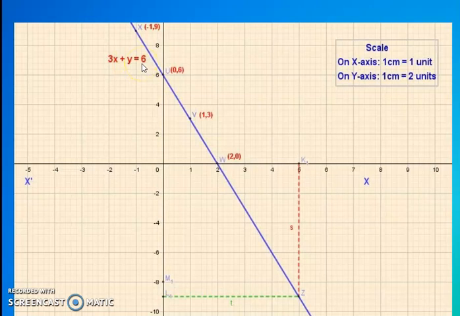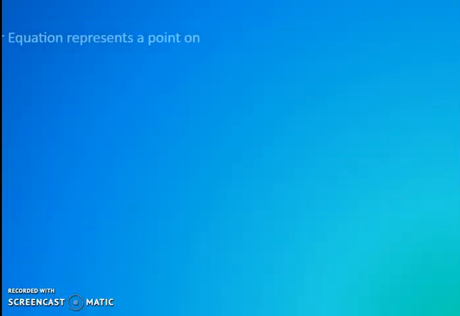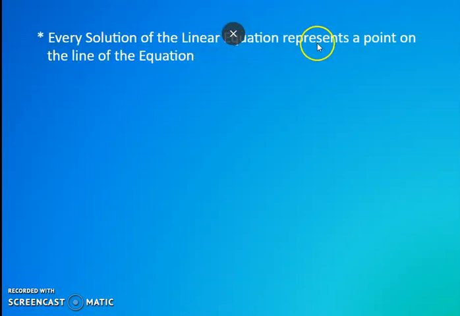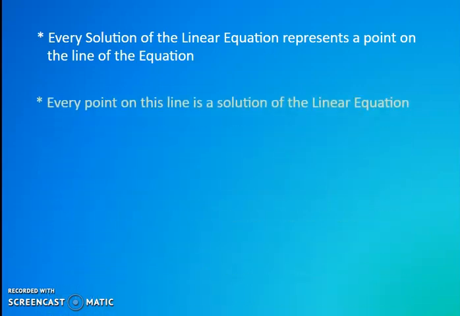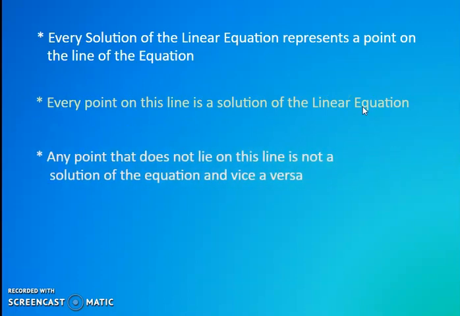Right? So let us observe it carefully. Every solution of a linear equation represents a point on the line of the equation. So we have just seen that every solution of the linear equation will be represented as a point on the line of the equation. And in the same way, every point on this line is a solution of the linear equation. Now, any point that does not, observe, does not lie on this line is not a solution of the equation. If the point lies on the line, then it is a solution of the linear equation. If it does not lie on the line, then it is not a solution of the linear equation, right?